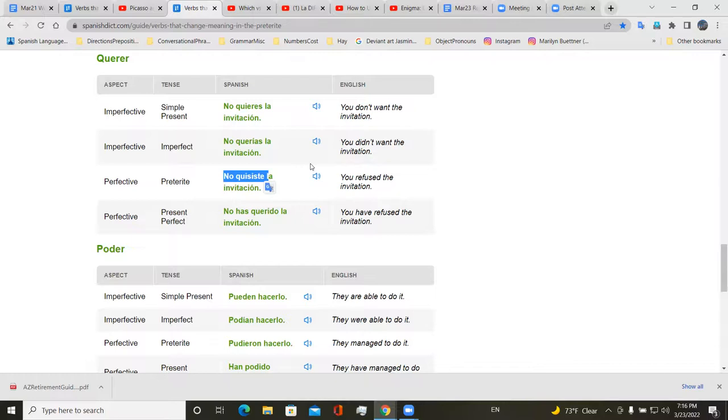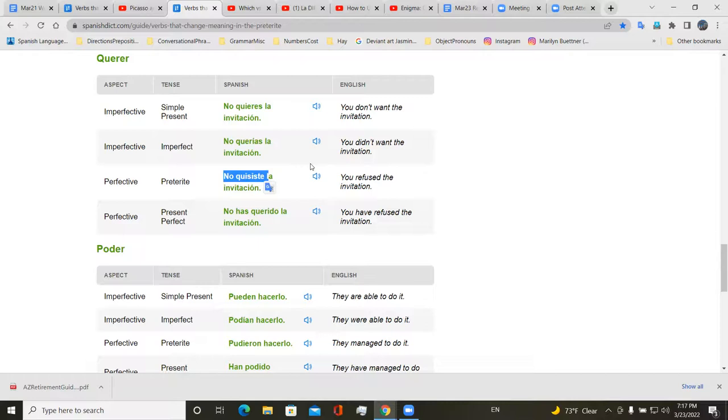Querer in a negative sense in preterito drastically changes the meaning. It means somebody refused. Okay? The yo form for querer in preterito is quise. Q-U-I-S-E. Quise.